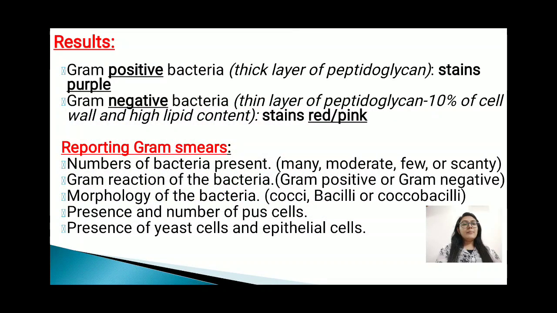Result. Gram positive bacteria due to thick peptidoglycan layer stain purple while gram negative bacteria due to thin peptidoglycan layer with high lipid content stain red in color.